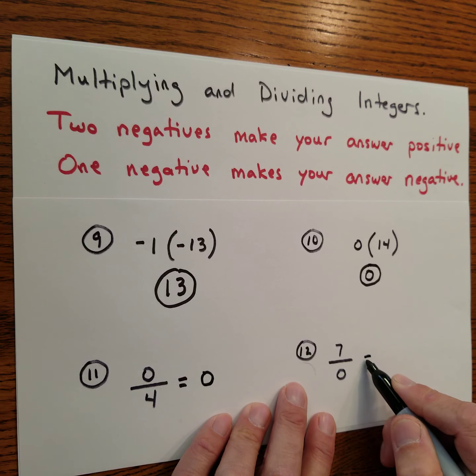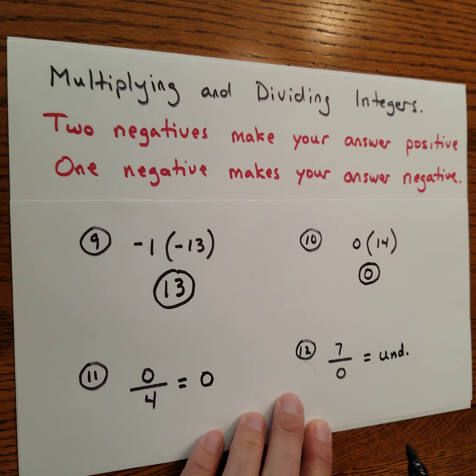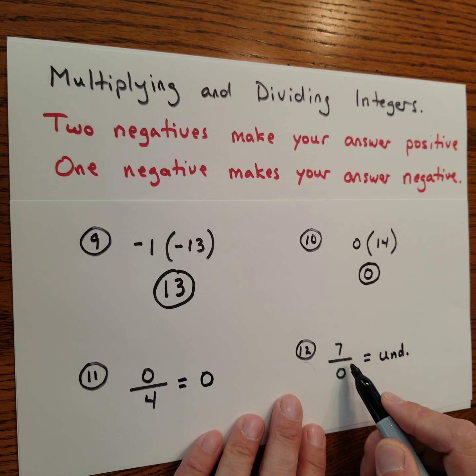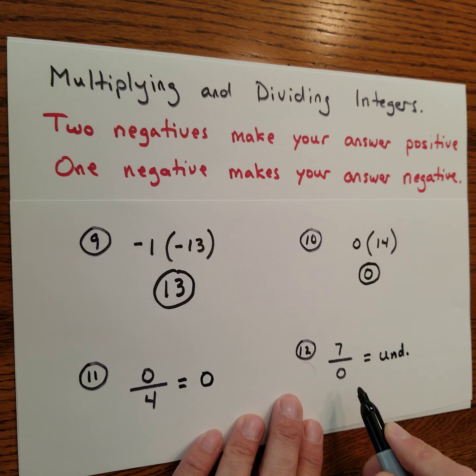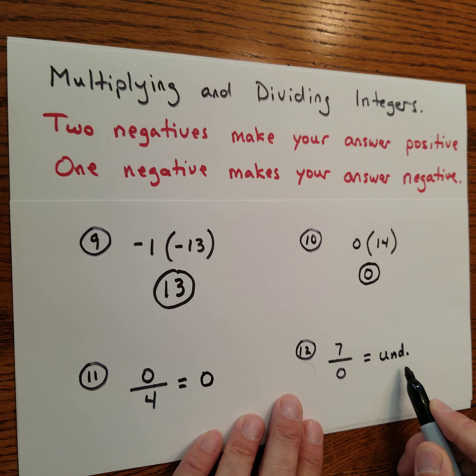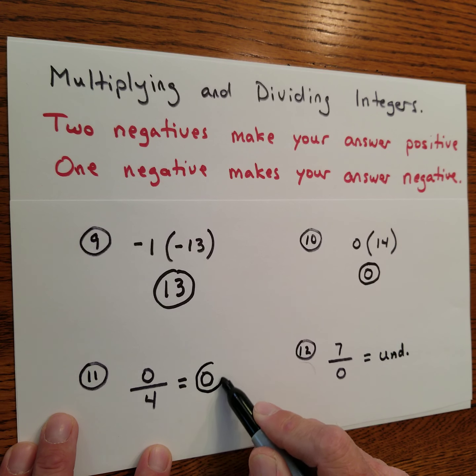But 7 divided by 0, that's undefined. Can you take $7 and divide it up amongst 0 people? That doesn't make any sense. Division by 0 is always undefined. 0 divided by any number is equal to 0. Let me circle those answers.